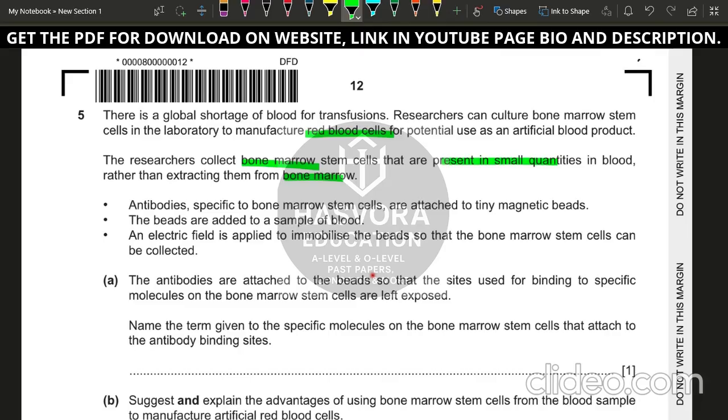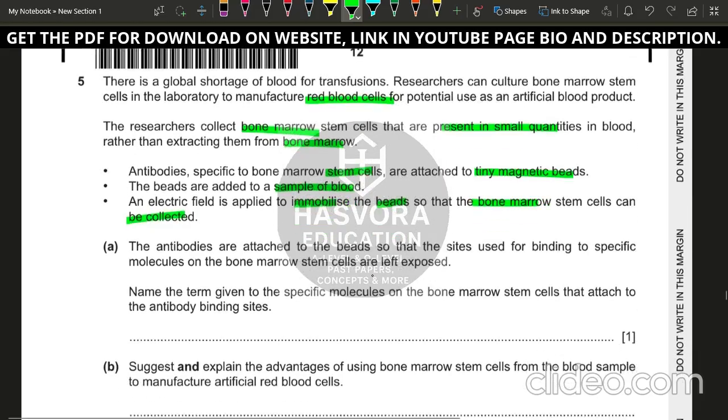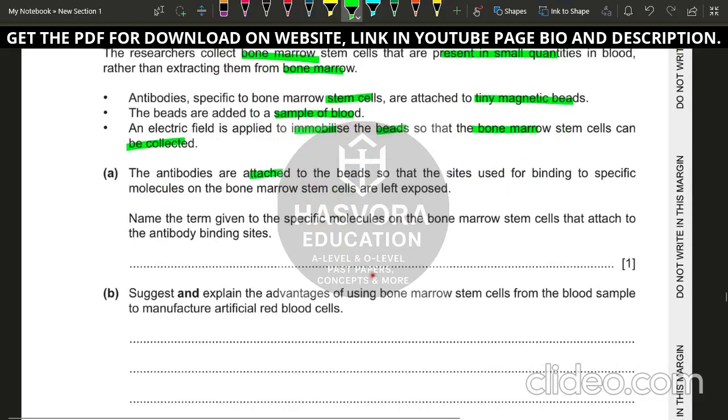Antibodies specific to bone marrow stem cells are attached to tiny magnetic beads. The beads are added to the sample of blood. An electric field is applied to immobilize the beads so that the bone marrow stem cells are then collected. Okay, so this is the procedure of collecting the bone marrow stem cells. The antibodies are attached to the beads so that the binding sites used for binding to specific molecules on the bone marrow stem cells are left exposed. Name the term given to the specific molecules on the bone marrow stem cells that attach to the antibody binding sites. So we know that what attaches to the binding sites of the antibody are called your antigens. Okay, so they are antigens.